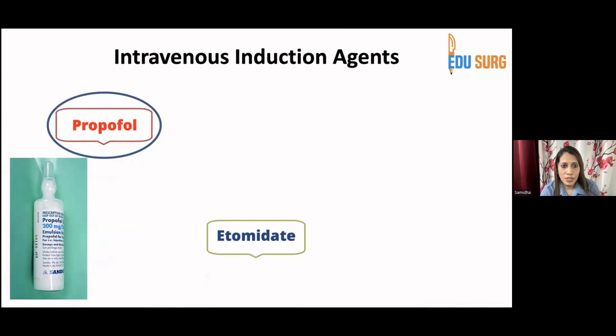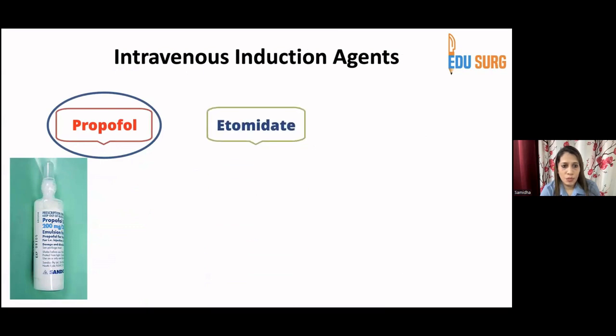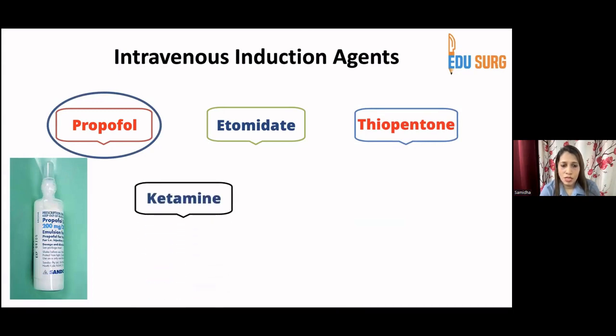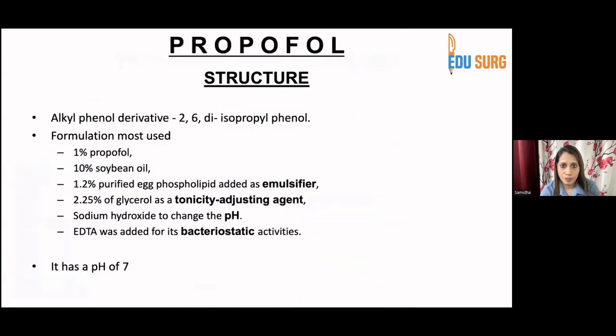So the most commonly used drug is, of course, Propofol. I think it is widely used all over the world because it is safest and has a very smooth induction and emergence. Less commonly used is etomidate. Thiopentone has been used for a very long time historically also. Other drugs are ketamine and midazolam.